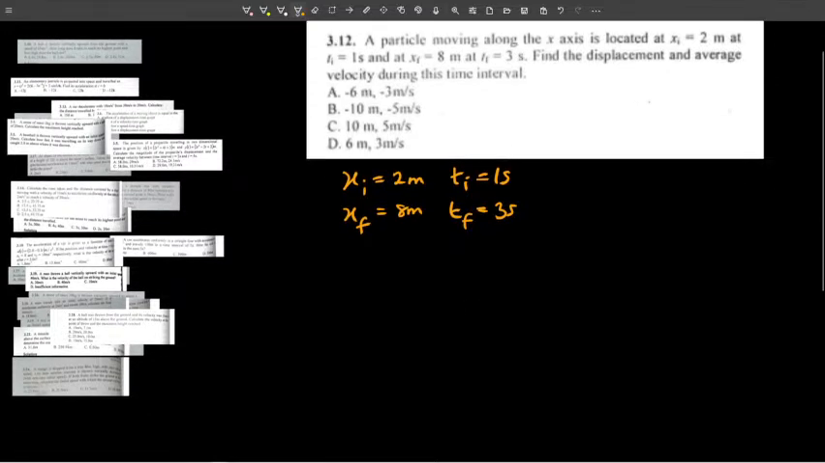This is very, very simple. Start with displacement. Displacement is the change in x, which is equal to xf minus xi.